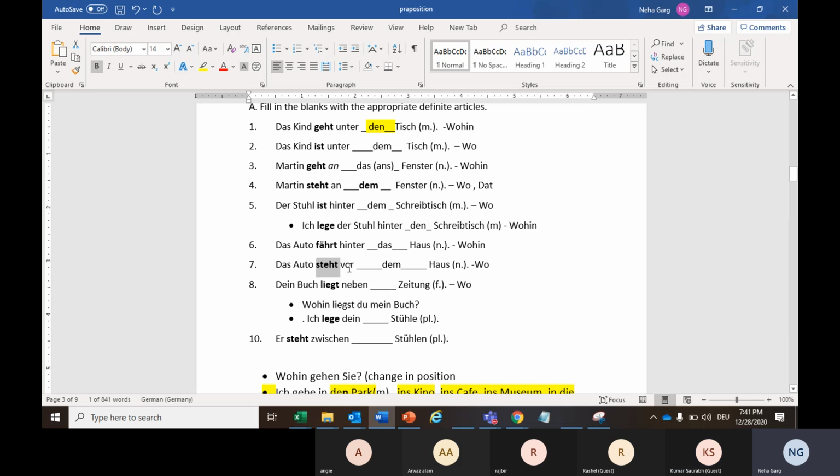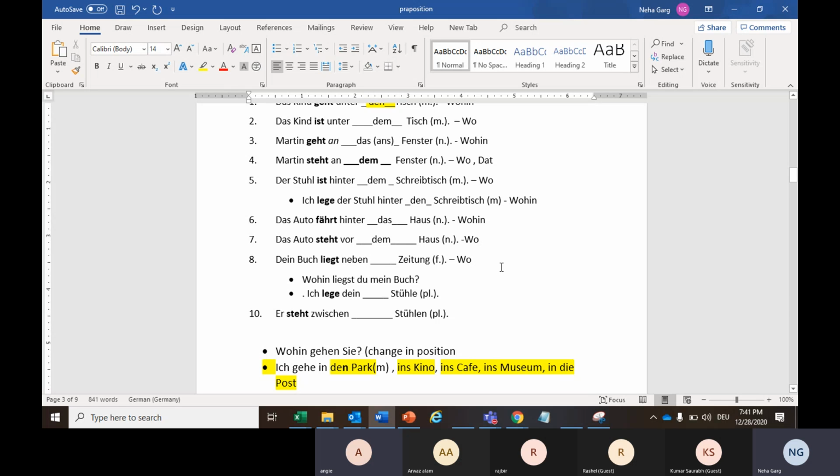So if there is any sentence where you're not able to figure out if this is going to be a wo case or wohin case, just have a look at the verb. It will give you a clear picture if there is any movement at all. So that's Auto steht vor dem Haus. It's in front of the house. So dative case. Next, Anju, your turn.